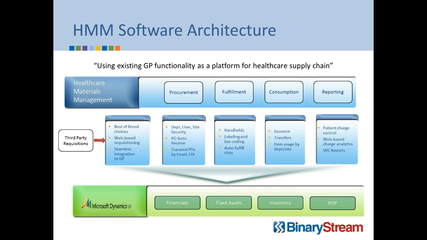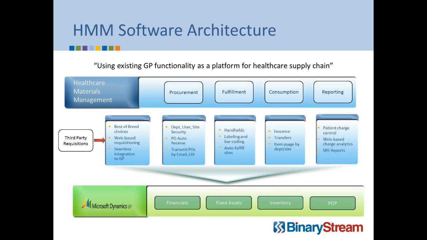So notice you'll see the financials, which would be the general ledger, accounts payable, possibly accounts receivable, depending on the billing system used, fixed assets, but most importantly, notice the inventory and purchase order processing pieces. These are the primary pieces that Binary Stream builds its application over and changes those two modules from distribution-based supply chain to consumption-based supply chain.